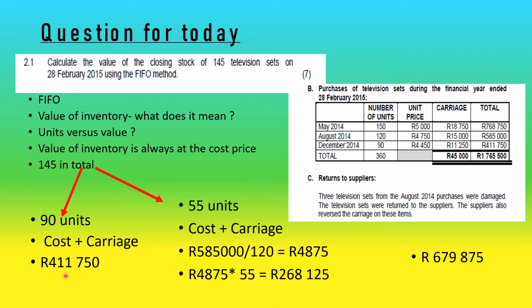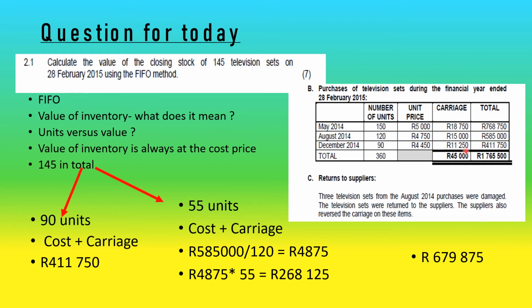And thereafter, you would have to add both of them, your 90 units and your 55 units. You would see each of the units have a separate value. Your 90 units have a value of 4,450, whereas your 55 units have a value of 4,875, including your carriage. So the price of the inventory differs because of the cost of the inventory and the carriage of the inventory, right? But you have to use the amount including the carriage.